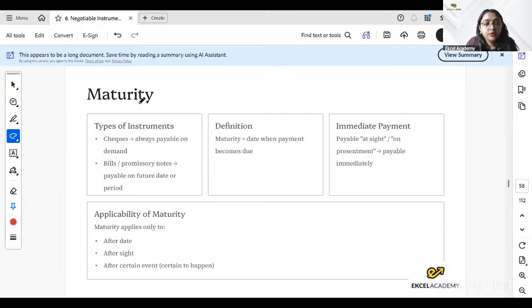Next, maturity. Before we understand this, let us quickly go back to the module to see the topics that we have discussed so far.